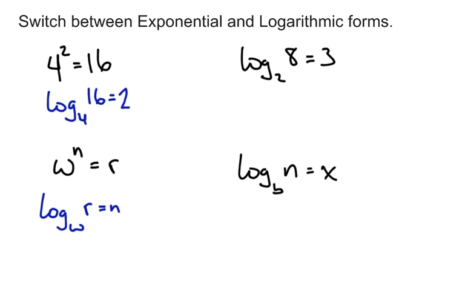How about if we're given logs? Let's turn them into exponential equations. So we keep the same base, 2, and switch the other two around. So 2 to the third power equals 8. When it's all letters, it doesn't matter. Keep the same base, b, and switch the other two around. So b to the x equals n.